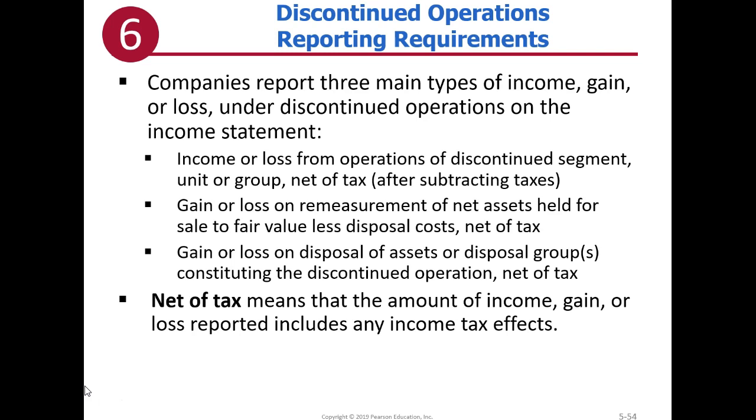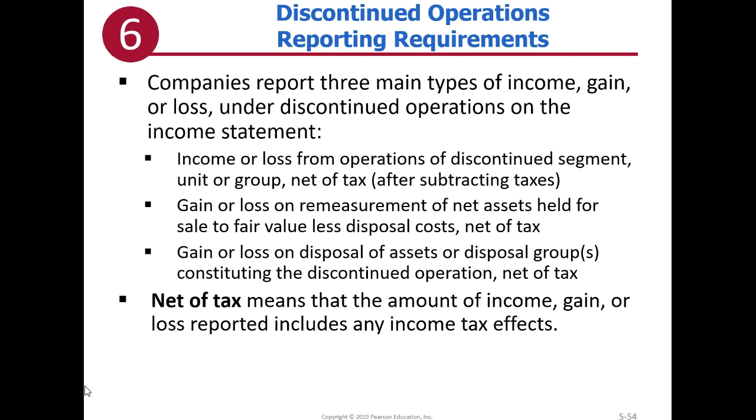The second piece has to do with the actual plant assets themselves, and there's two possibilities. The third bullet point is the gain or loss on disposal of assets constituting the discontinued operations. So during the year, you actually sold the assets, and so you can measure the gain or loss. Alternatively, if you're still holding the plant assets at the end of the year, you are required under GAAP to show a remeasurement of net assets to fair value less any disposal costs.